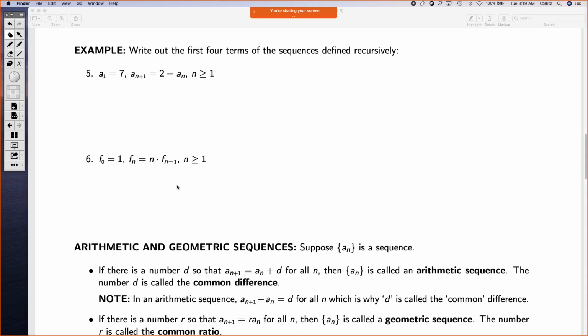All right, let's look at this one. This turns out to be a famous sequence. F sub 0 is 1. F sub n is n times f sub n minus 1. So f sub 0 is 1, and f sub n is n times f sub n minus 1 for n bigger than or equal to 1. So let's start off with this sequence.